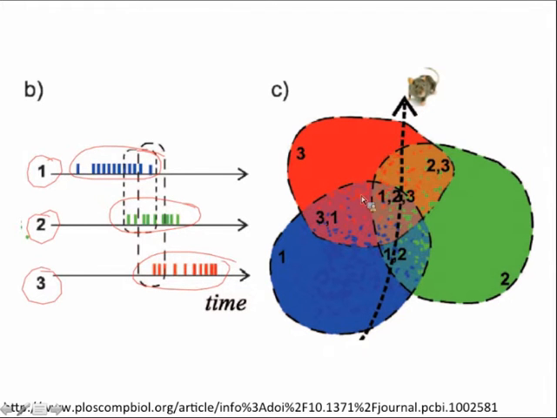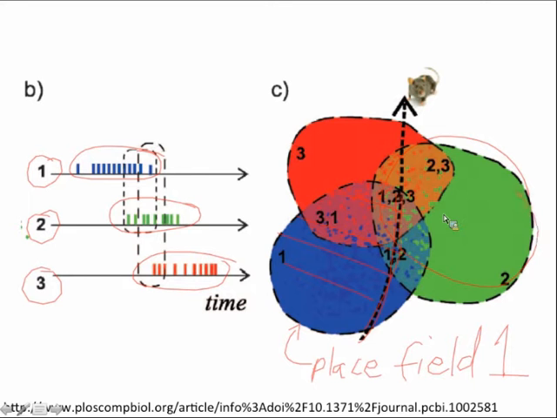So for any place within this blue region, which is called the place field corresponding to place cell 1, place cell 1 will fire. When we enter into the green place field, then place cell 2 will fire. And when we enter into the red region, place cell 3 will fire.